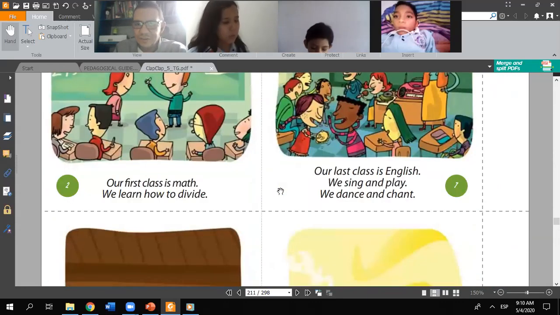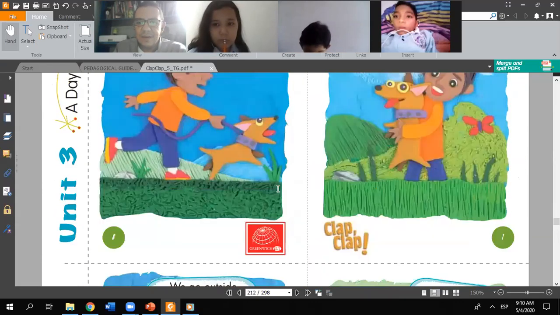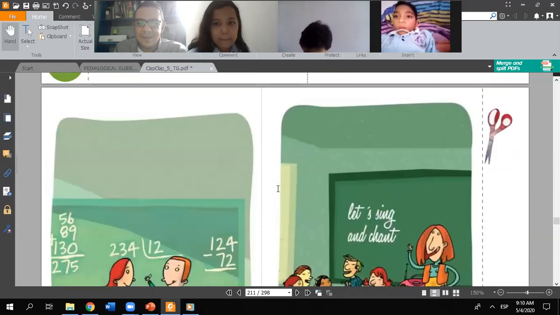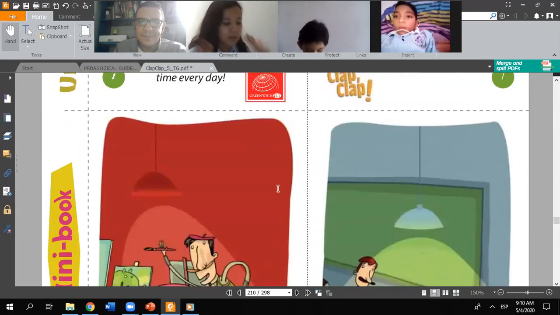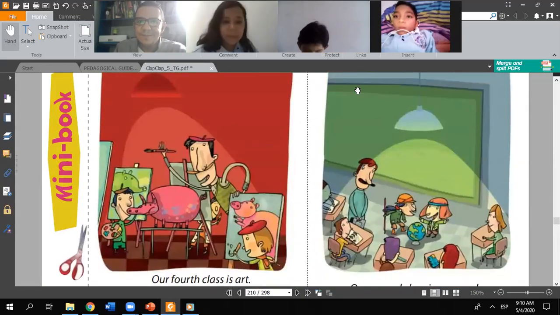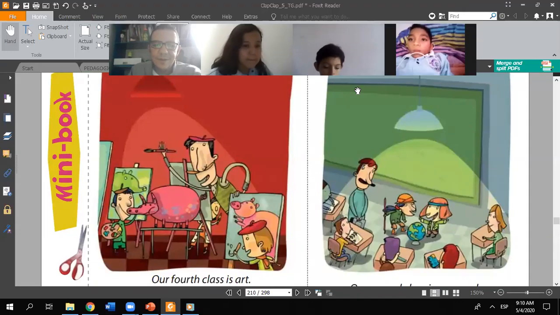Si quieren, es opcional. Lo pueden cortar y lo pueden guardar en la carpeta. Si no, lo dejan en el libro tranquilitos. ¿Listo? Ahí está para que lo lean. Lo dejo ahí. ¿Vale? Vale, chicos. ¿Preguntas, dudas?